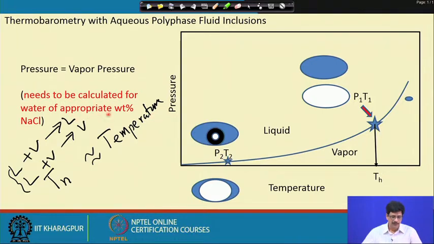water of the specified weight percent NaCl equivalent, because we would have measured the salinity of the liquid in this case by the depression of the freezing point of the ice, the depression of the freezing point that we discussed before, and the salinity is known, and then for that particular salinity, the vapor pressure of water can be calculated.